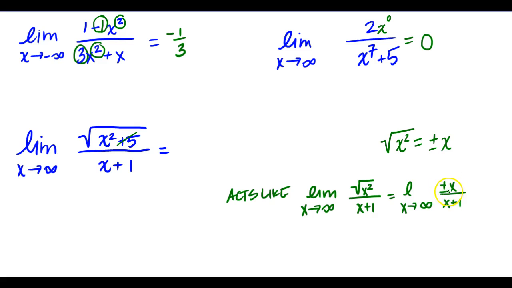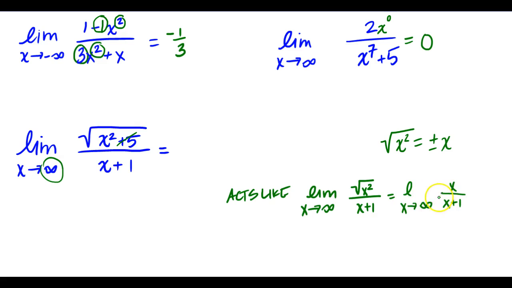But we can't have plus or minus x be an option. We have to make a decision. So how do we decide? Because the limit as x approaches positive infinity means that the only values we're plugging into this x are positive values. So the decision between plus or minus is that we're going to go ahead and choose just plus. So we're just going to have positive x in the numerator because the only values we're substituting in are positive x values.